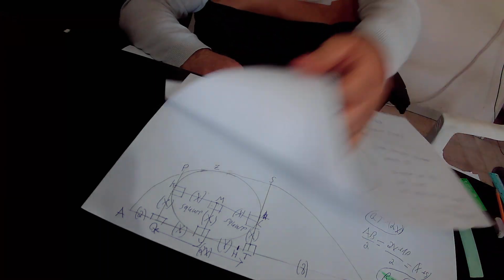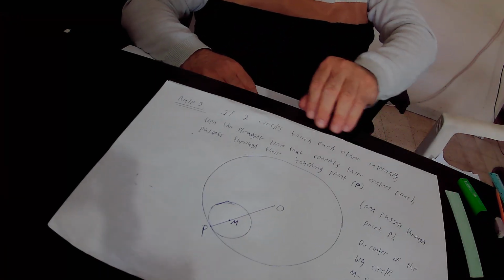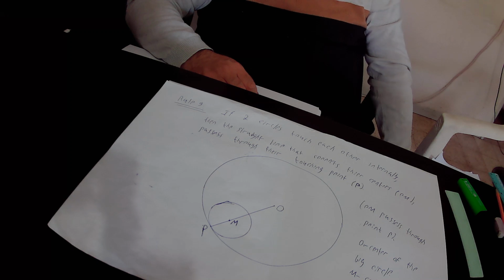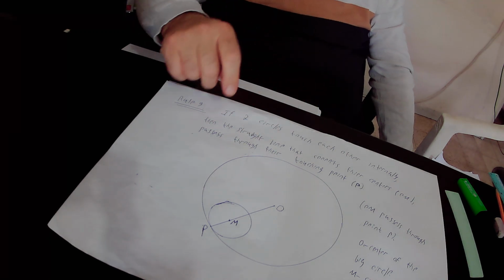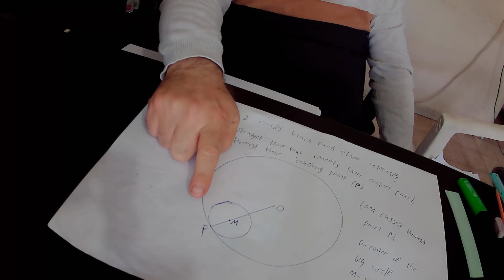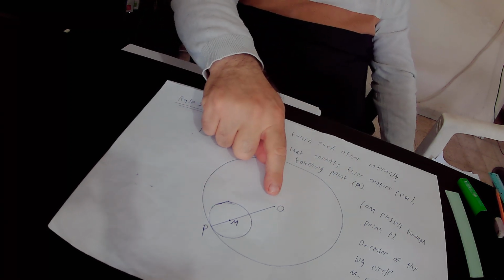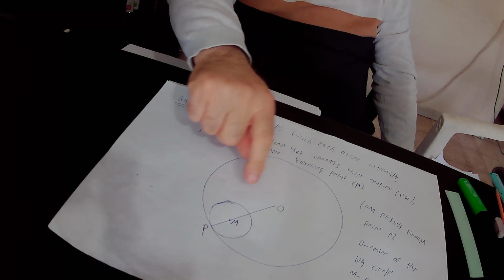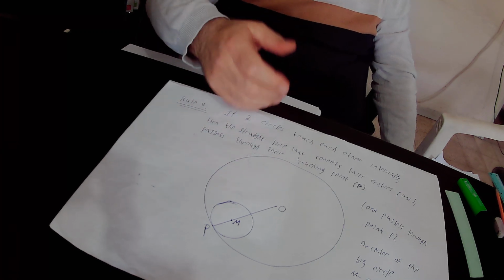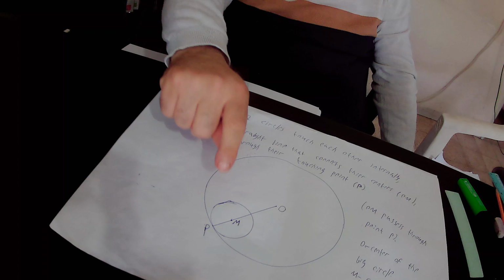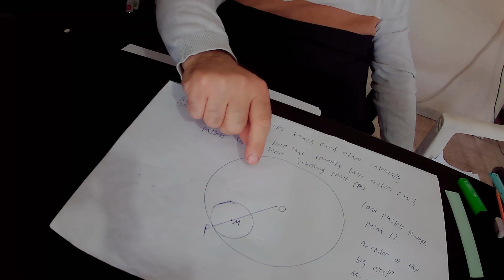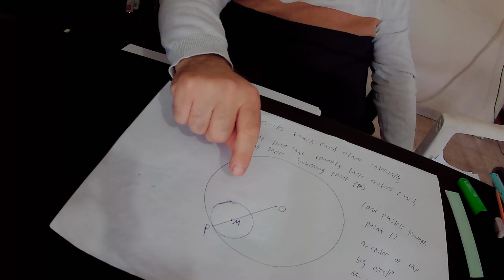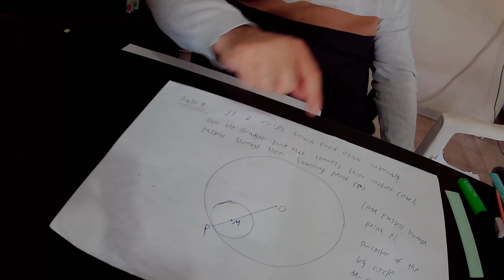According to rule 9, if two circles touch each other internally, then the straight line that connects their centers passes through their touching point. We have here two circles that touch each other internally at point P. The center of the big circle is at point O. The center of the small circle is at point M. The straight line that connects their centers is the line OM, and according to rule 9, OM must pass through their touching point P. Again, OMP is one straight line.